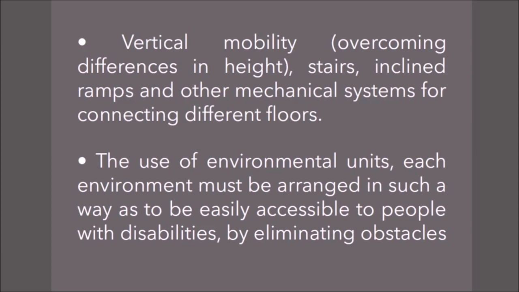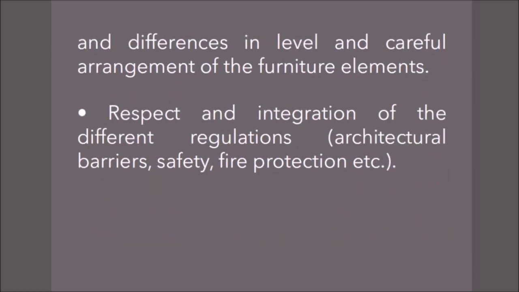The use of environmental units. Each environment must be arranged in such a way as to be easily accessible to people with disabilities, by eliminating obstacles and differences in level and careful arrangement of the furniture elements. Respect and integration of the different regulations: architectural barriers, safety, fire protection, etc.